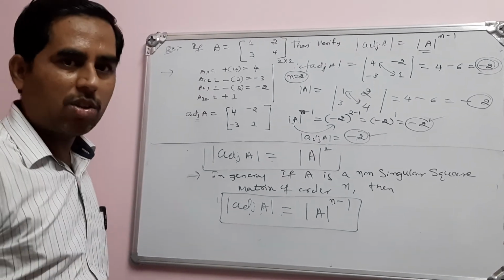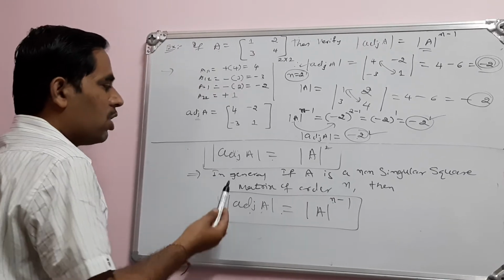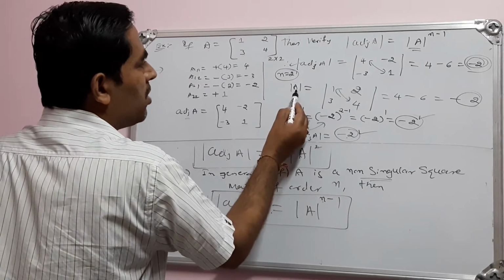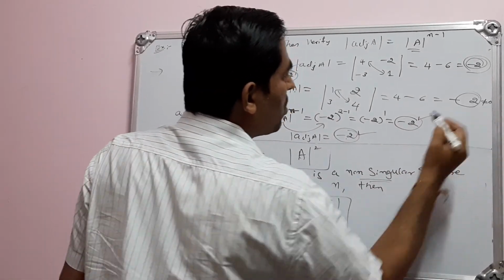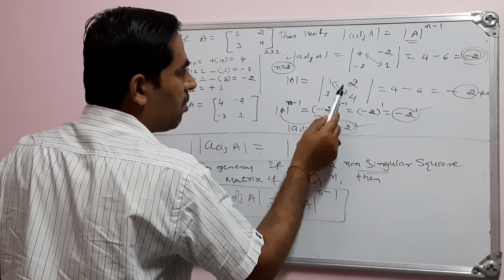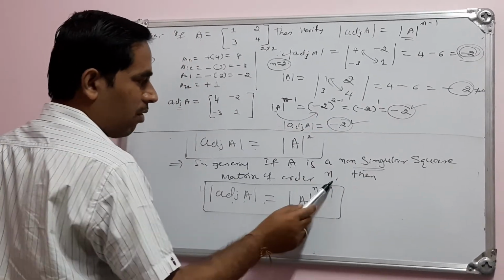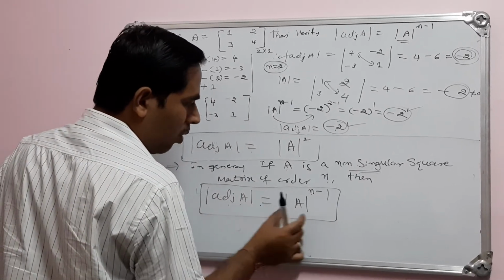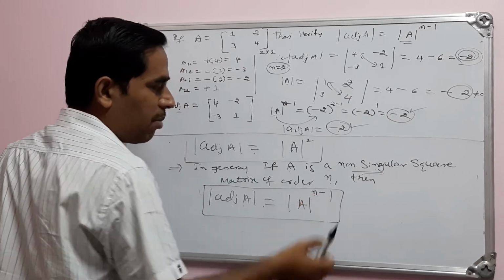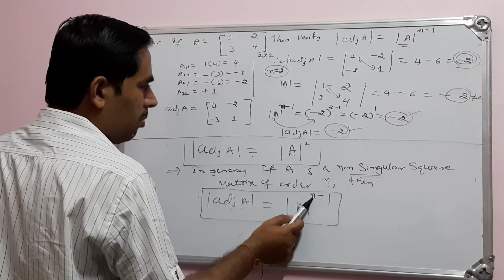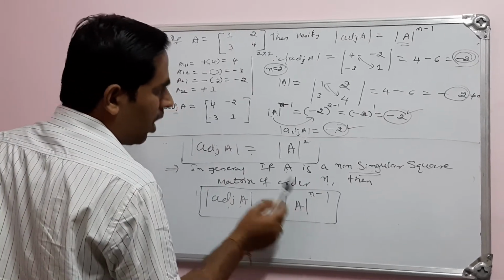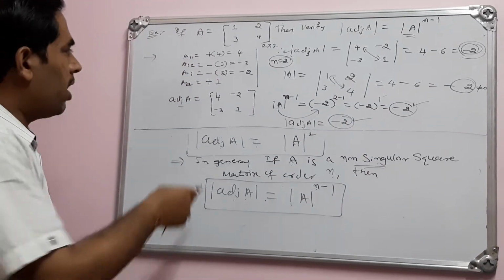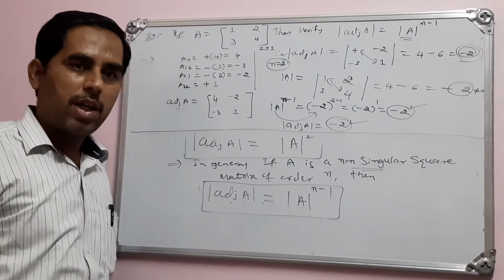We can verify it for a 3 cross 3 matrix also. If A is non-singular, non-singular means the determinant of A is not equal to 0, and we got the value minus 2. So if A is a non-singular square matrix of order n, then the determinant of adjoint A will be equal to determinant of A whole to the power of n minus 1. If the order is 3, it will be 2. If the order is 2, it will be 1. In this way we can consider these simple points related to determinants.